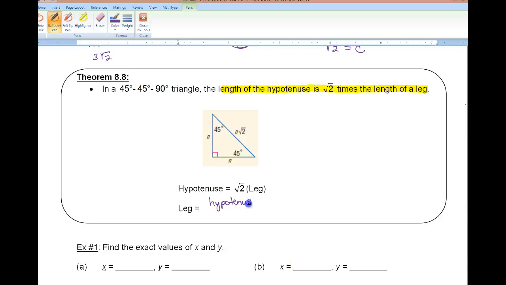So you're going to take the hypotenuse and divide by square root of 2. When you multiply a number times square root of 2, you just put the coefficient in front of square root of 2.